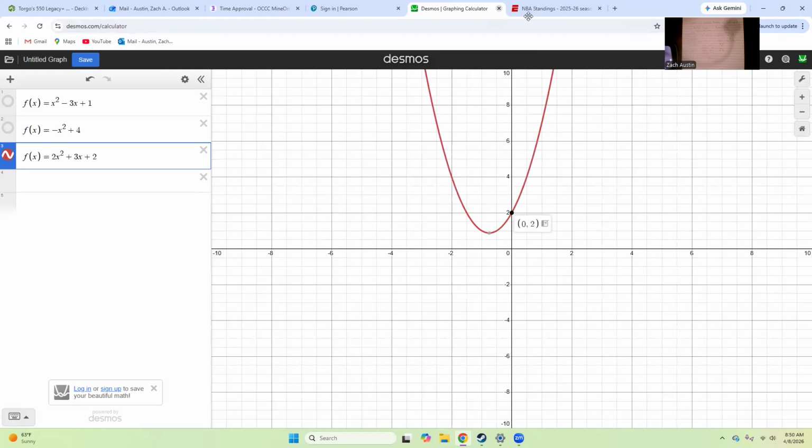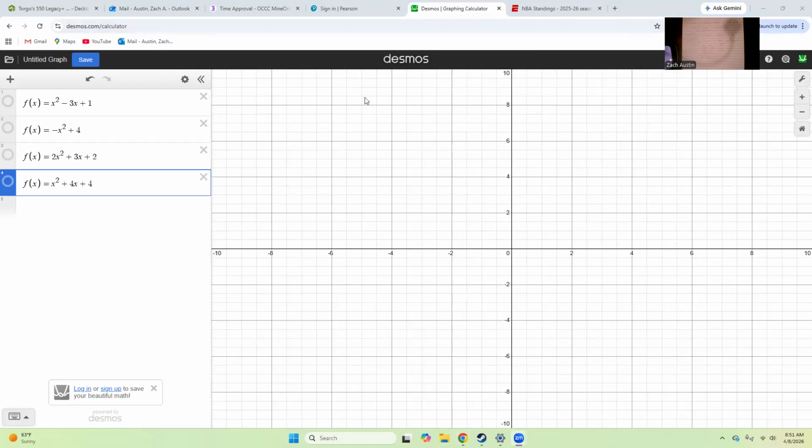And so that's a possibility as well. Now, there's actually 3 cases that we can run into when we're talking about the roots or the zeros of a function like this. Let's look at this last one. It's very similar. This one's going to go through the point 0, 4 for the y-intercept, and it's going to open up. But watch what happens when I graph this one.